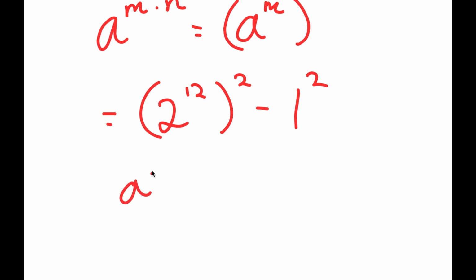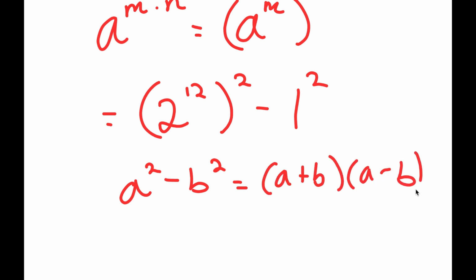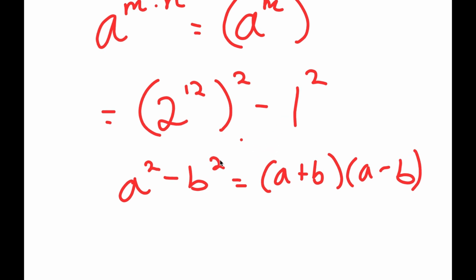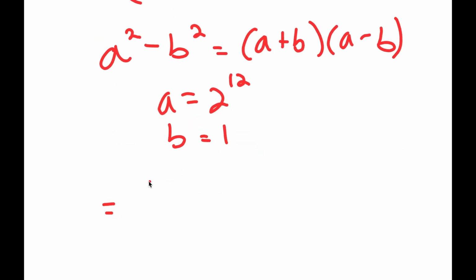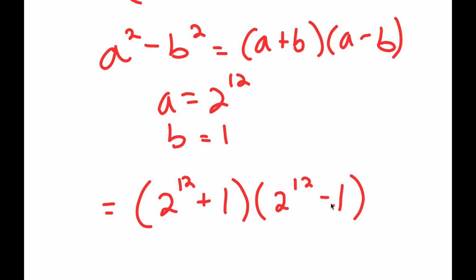Now if I have something in the form a squared minus b squared, this is equal to a plus b times a minus b. So in this case, a is 2 to the power of 12, and b is 1. So I get 2 to the power of 12 plus 1 times 2 to the power of 12 minus 1.